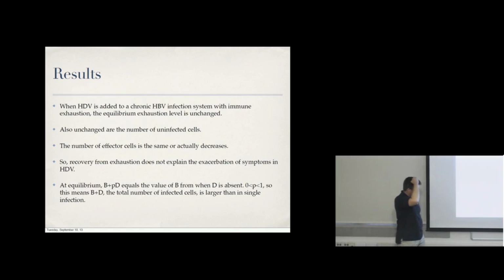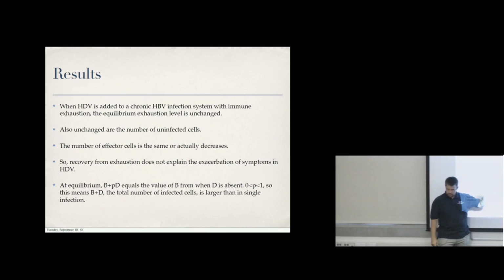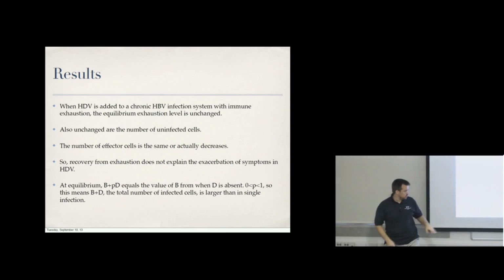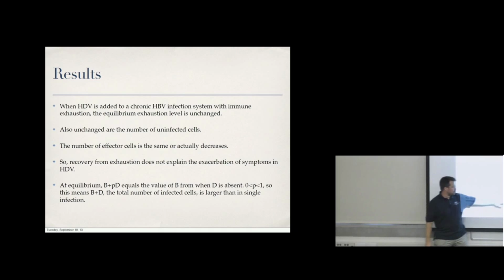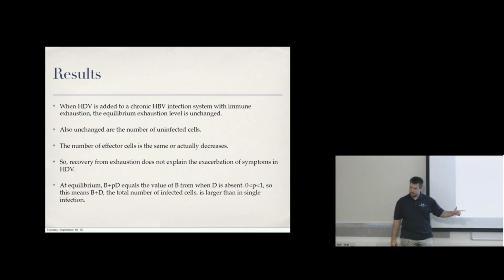What does happen, though, is that this weighted average of B plus PD is equal to the value of B from the single infection system. So the equilibrium level of this weighted average is the same as the equilibrium level of infected cells from before. So the total number of infected cells, B plus D, goes up. All right? If this weighted average is going to be equal to the amount from before, the B plus D has to be bigger than what the equilibrium level had been before. So the total number of infected cells is larger.